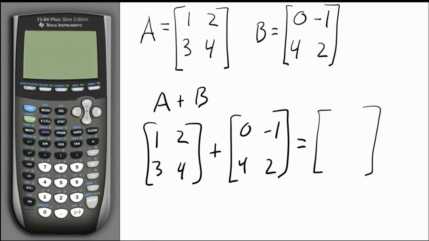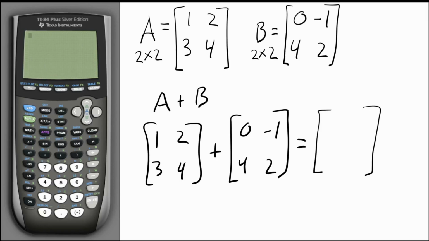In this video, we'll be looking at adding, subtracting, and multiplying matrices. So on the screen we have two matrices, A and B, both of which are 2 by 2 matrices, meaning they have 2 rows and 2 columns each. We can add these two matrices by adding the corresponding elements in the two matrices.